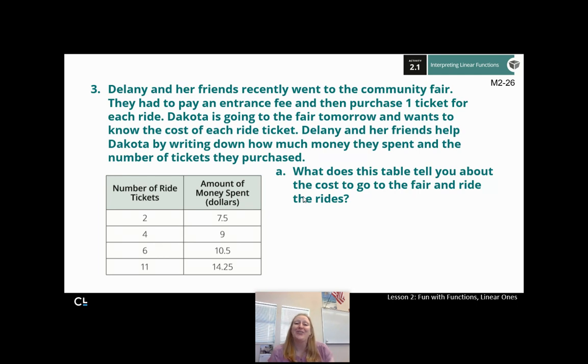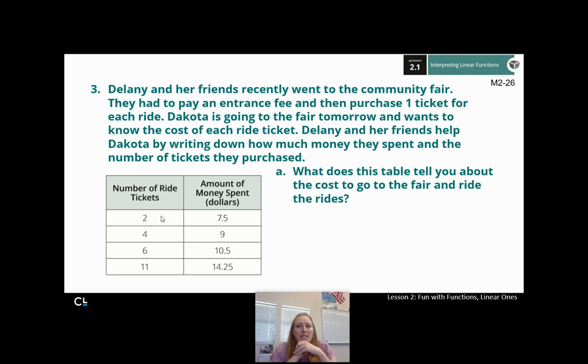So Delaney and her friends recently went to the community fair. They had to pay an entrance fee and then purchase one ticket for each ride. Dakota is going to the fair tomorrow and wants to know the cost of each ride ticket, right? She's got a budget. So Delaney and her friends helped Dakota by writing down how much money they spent and the number of tickets they purchased. So here we have this lovely table. Keep in mind, this is how much money they spent, and it includes the entrance fee. And then, of course, how many ride tickets they bought as well.